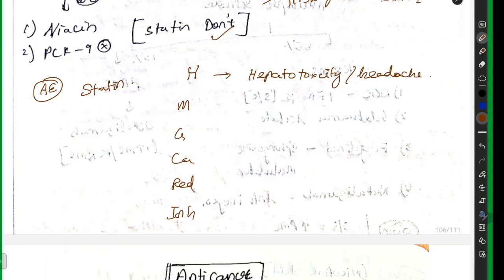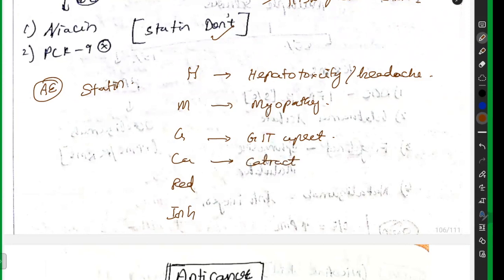Number 2, M stands for myopathy. It is going to cause myopathy. And what does G stand for? G stands for GIT upset. And what is going to be your CoA? It is going to lead to cataract.